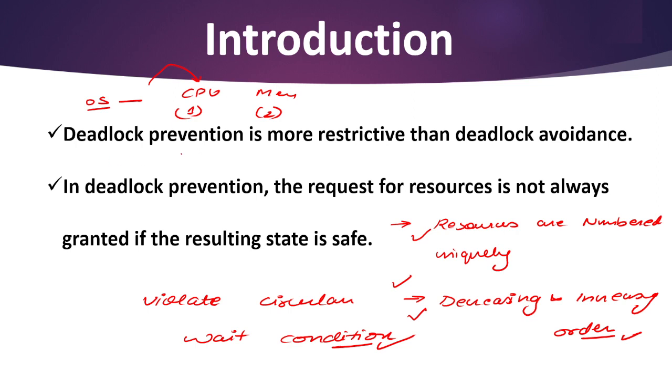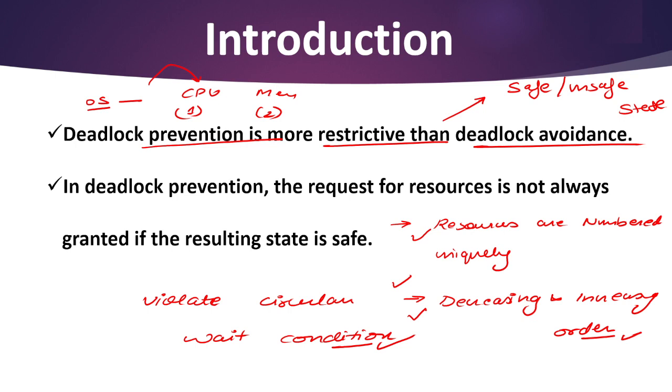And here is one more important statement that says deadlock prevention is more restrictive than deadlock avoidance. Deadlock avoidance has fewer restrictions, because in avoidance we just need to check two important points, that is safe and unsafe state.